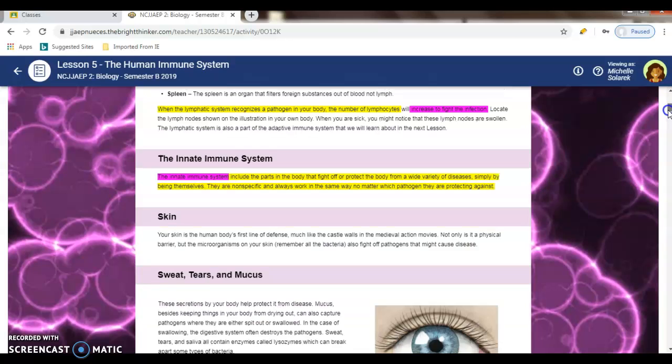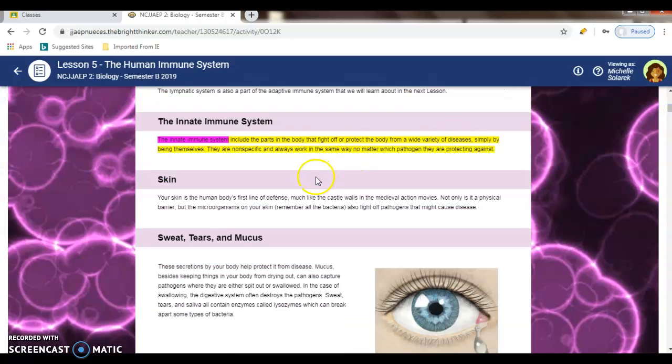Going on, we're talking about the skin, which is a first line of defense. It's kind of like a castle, like they compare it to in medieval action movies. It's a physical barrier. It protects from microorganisms and bacteria that may cause diseases.